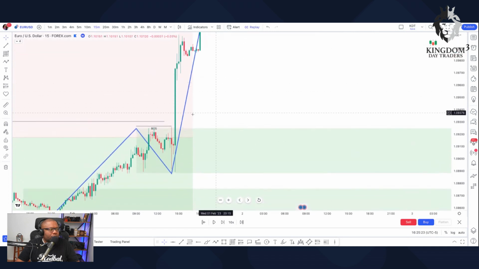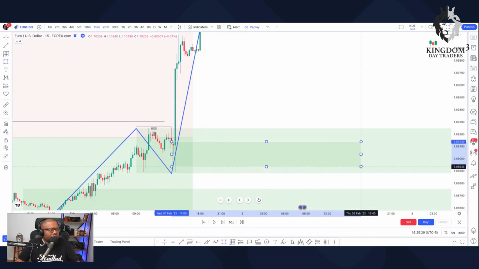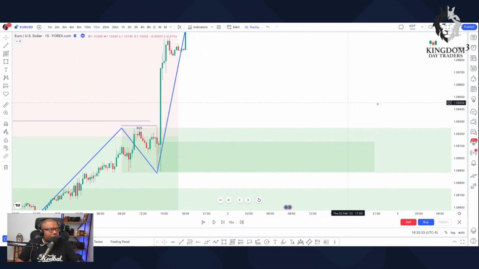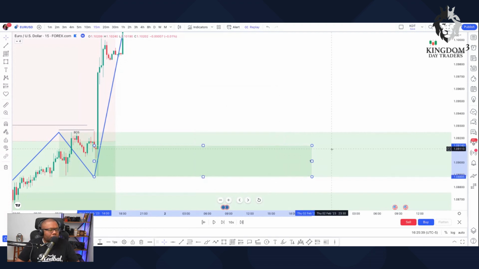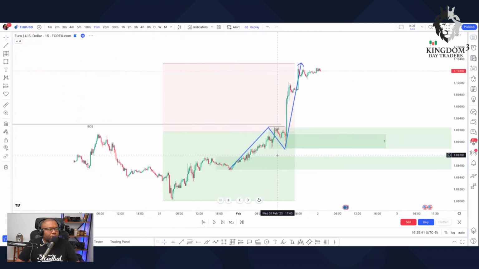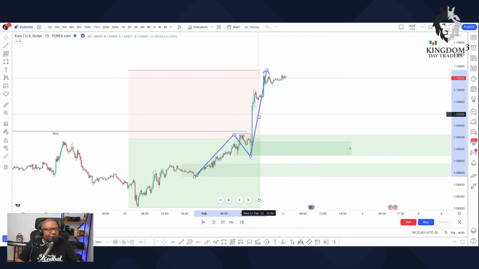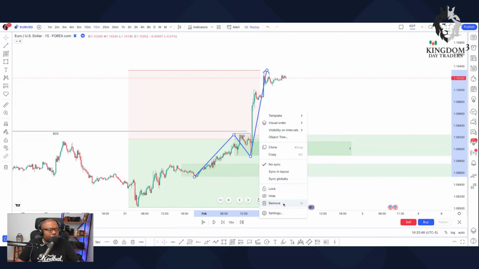Okay. And so since it's at the same area, it's not going to make much difference. But we could say in this regard, here is a drop base rally, right? And we're going to name that one the 1-hour, 1 for 1 hour. Okay, so we got our demand zone set up, and so we at least have our lower zone. We'll take off this blue line.